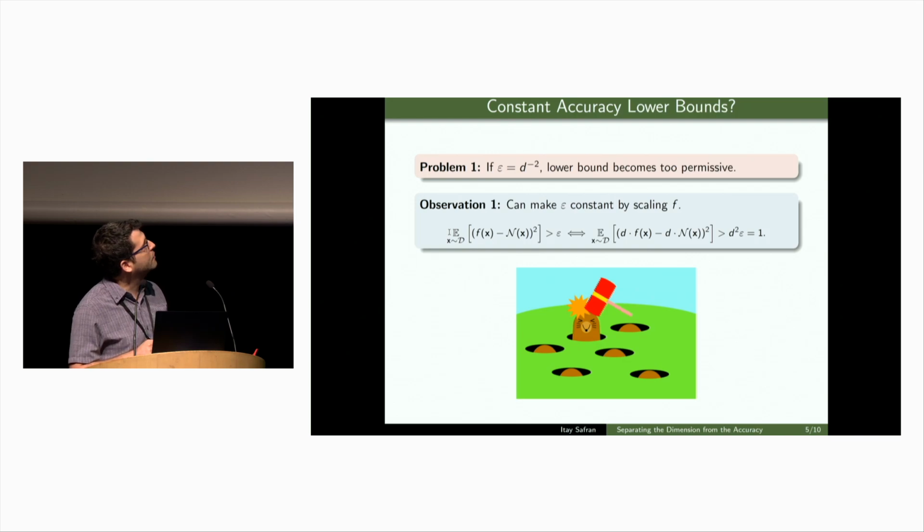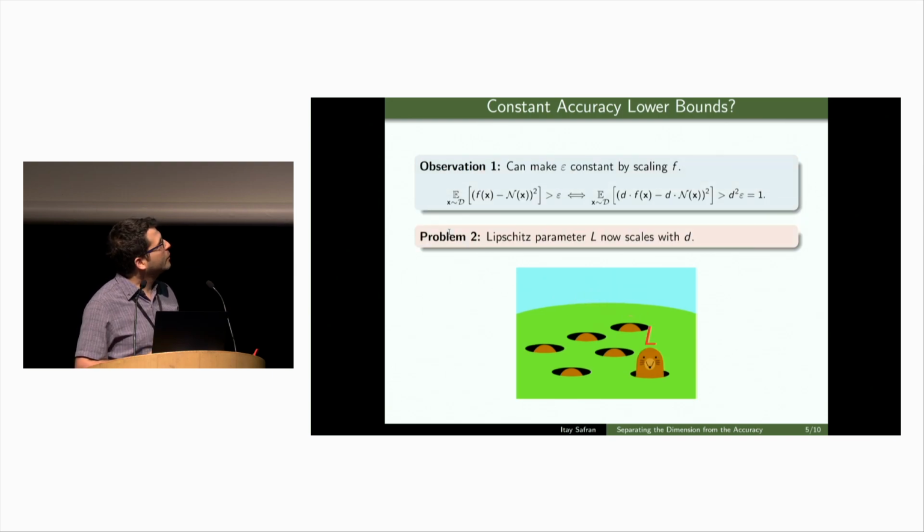So this lower bound is valid if and only if the other lower bound is valid. So we can get a constant accuracy lower bound in such a setting. But there's obviously a problem here. Once we whack the accuracy parameter, we have another problem with a different parameter, which is the Lipschitz constant. Now our target function d times f of x has a Lipschitz parameter which scales with d. This is because if f was 1-Lipschitz, this new function is now d-Lipschitz. So we still have that the input dimension manages to creep in inside our parameters.